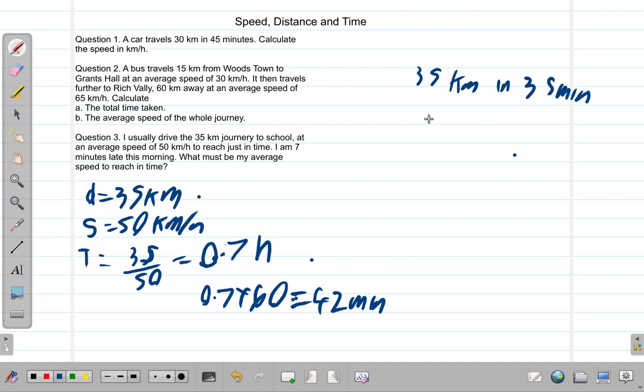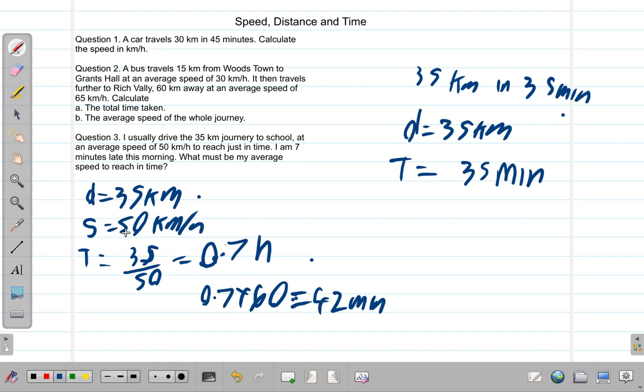So therefore, what we have is a distance of 35 kilometers and a time of 35 minutes. But we want the time in hours because our speed must be in kilometers per hour. Right? Before I do anything, let me write this minutes properly. M-I-N, in minutes. Good.